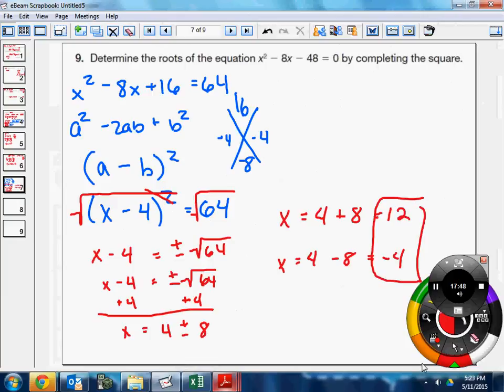If you were to plug this back into your equation, 12 squared is 144. Negative 8 times 12 is negative 96. 144 minus 96 minus 48, all of that should equal 0. So you should always get 0 equals 0 on both sides of the equation. Same thing with that negative 4. Make sure that you pay attention to your parentheses, though, when you plug it in.